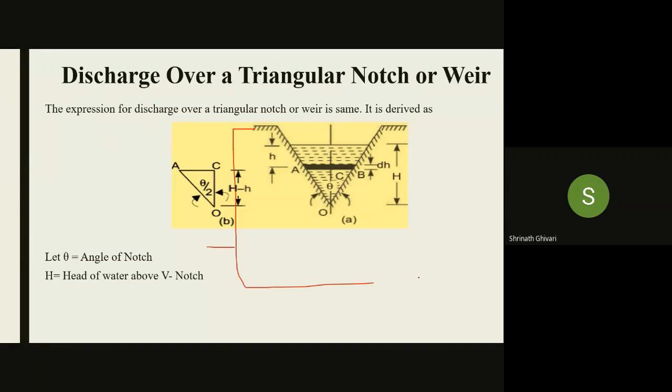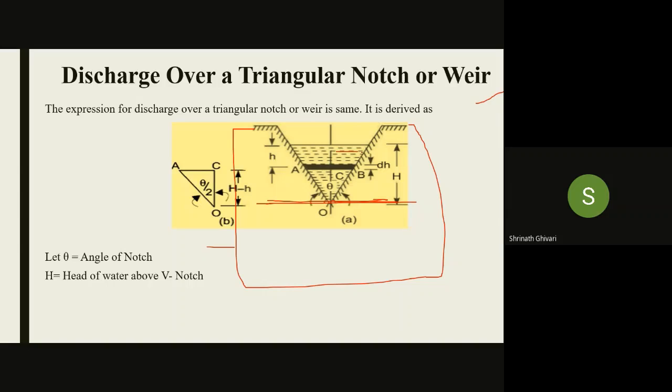If this is a notch, a complete notch, and water is filling till this point, it has filled. So if I increase the discharge of the water into that channel, whatever tap or valve I am having, and I increase the flow rate, what will happen? The water will start rising into this notch.